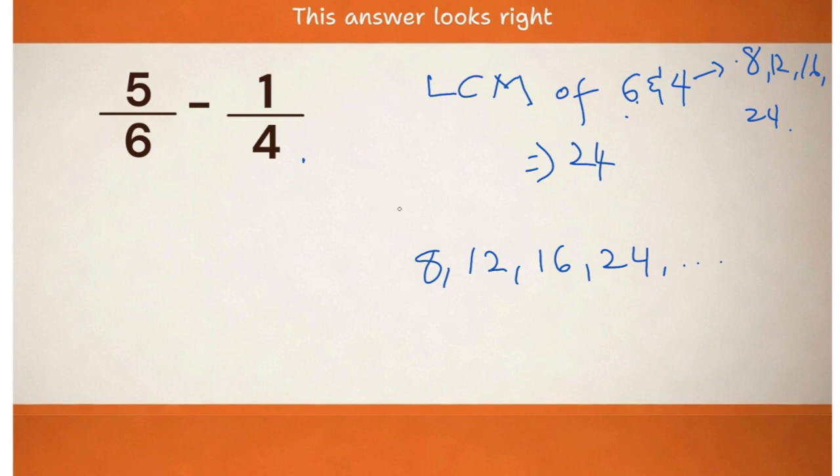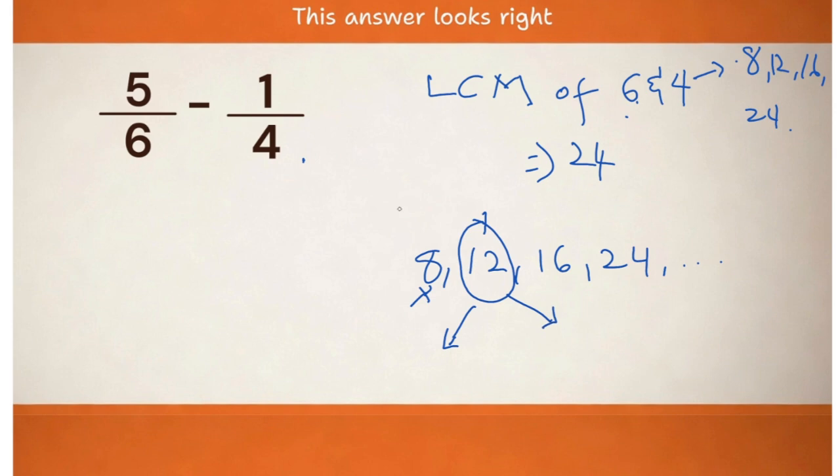Can 6 go in them? Which is the smallest one that 6 will go in without remainder? 6 will not go in 8 without remainder, but 6 will go in 12 without remainder. So that means 12 is the smallest multiple of both 6 and 4. 6 will go in 12 2 times without remainder, and 4 will also go in 12 without remainder.